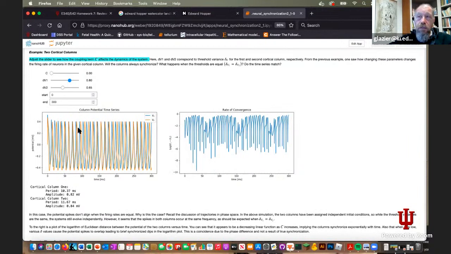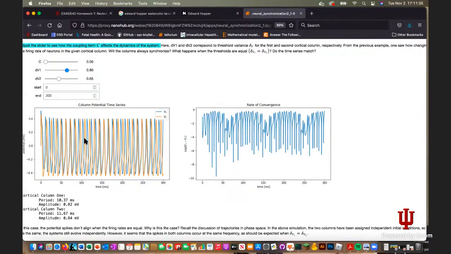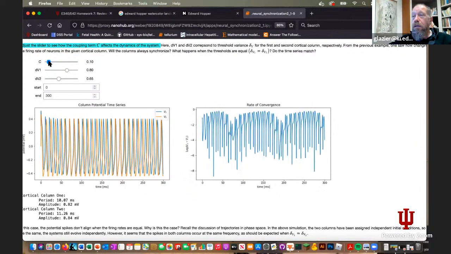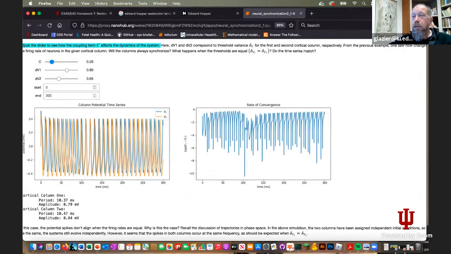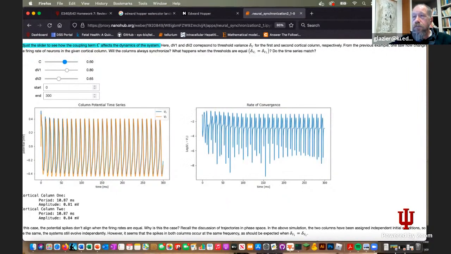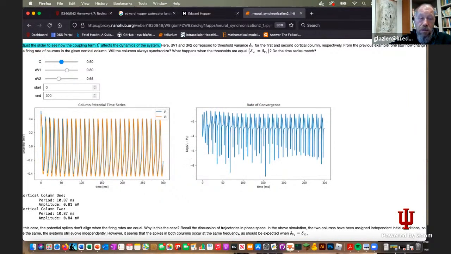And so what you should see here is that they're two periodic oscillators with different frequencies that have nothing to do with each other. And now if you start increasing C, at some point it should lock. There you go. See? Now you see that they start out not in sync and they synchronize.